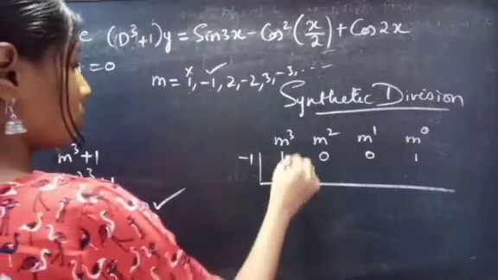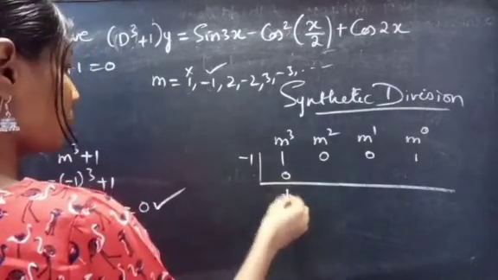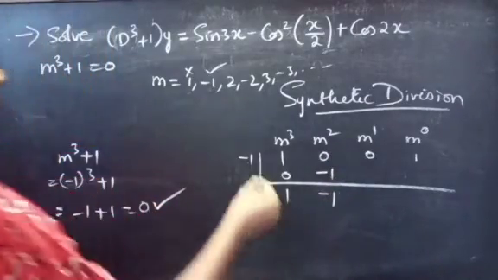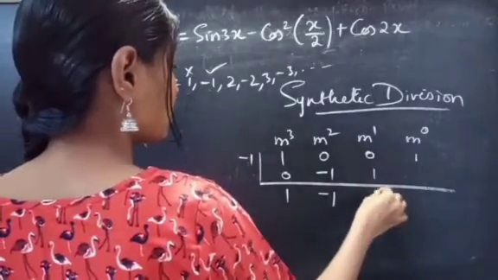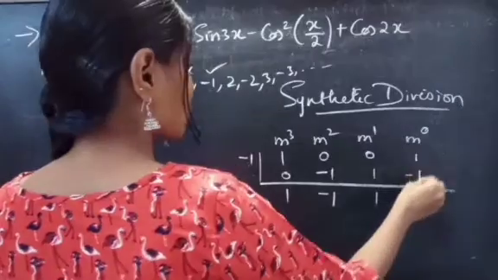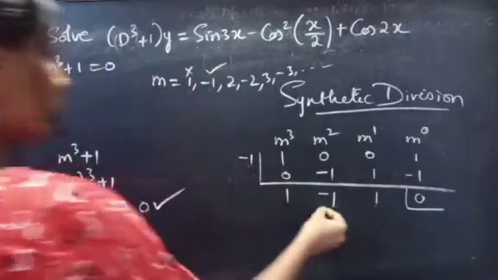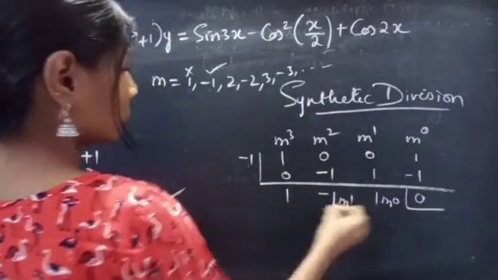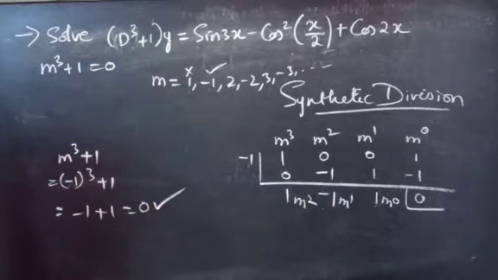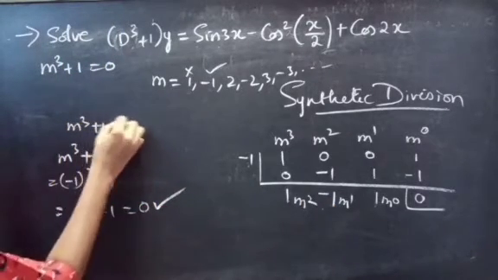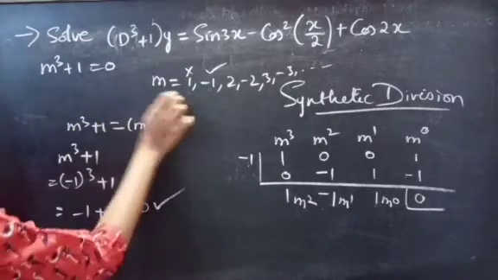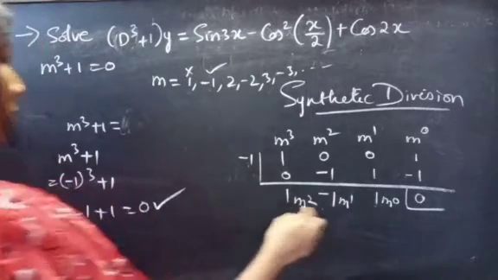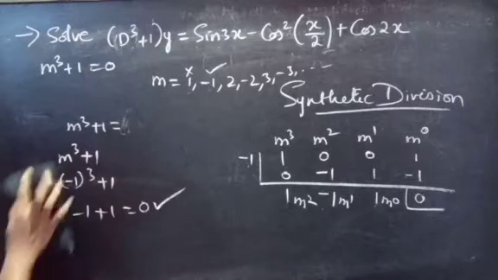Take -1, the 1 comes down as 1. 1 plus 0, 1. Minus 1 into 1 is minus 1. 0 plus minus 1 is minus 1. Minus 1 into minus 1 is plus 1. 0 plus 1, 1. Minus 1 into 1 is minus 1, plus 1 minus 1 is 0. Again, this gives another polynomial. We can write this polynomial as a product of, write later. So from these three, we'll get another polynomial.